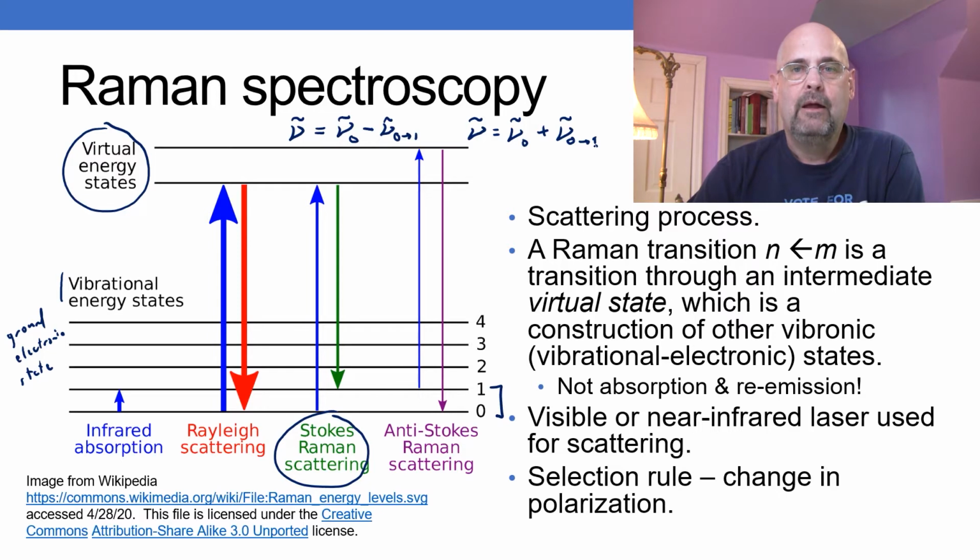The selection rule for Raman spectroscopy is that there must be a change in polarization. Now, polarization is a kind of hard thing to visualize. Dipole moment is a little easier. We can visualize that a little easier. I'm going to pop up some selection rules and some fairly intense math in the next piece. We're not going to need to know it.